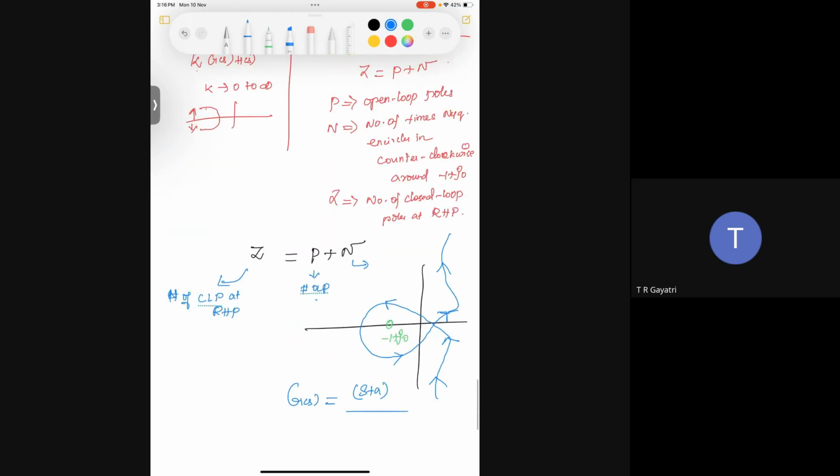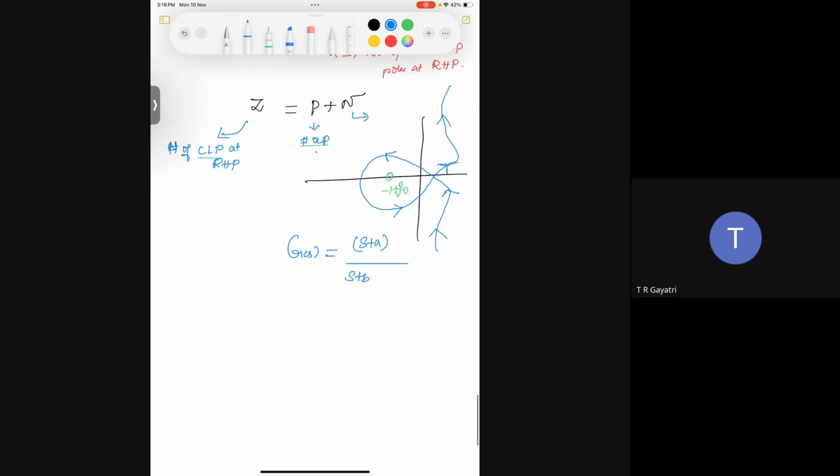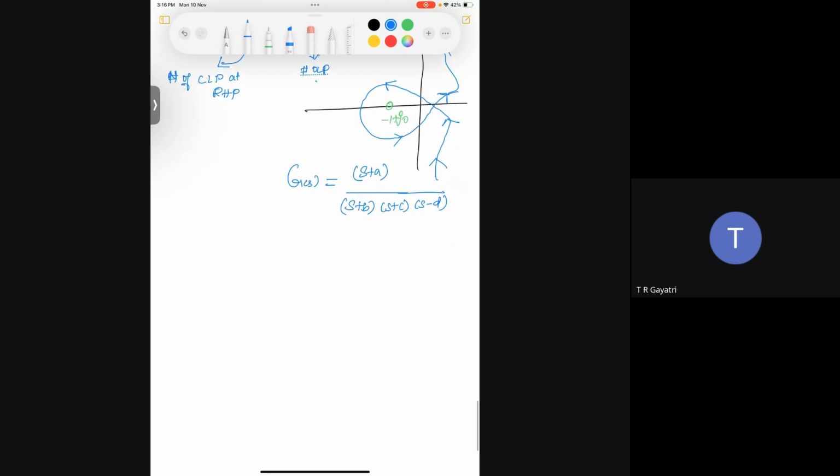Oh, this also comes in the right half of the plane. S plus B, S plus C, S minus D. So this is the G of S, H of S. How many open loop poles lie in the right half of the plane here? Poles are the denominator. So how many of these lie in the right half of the plane? One. One lies in the right half of the plane. One unstable pole is here.